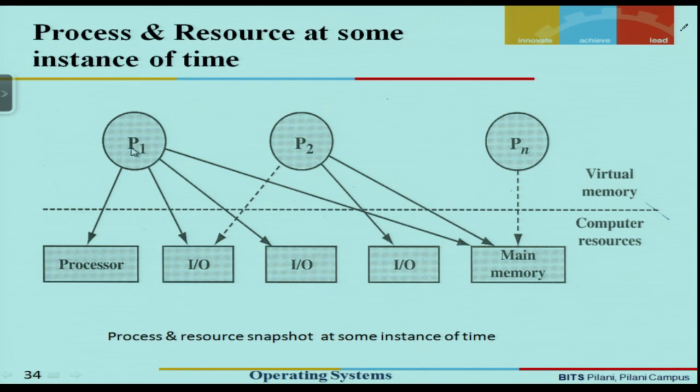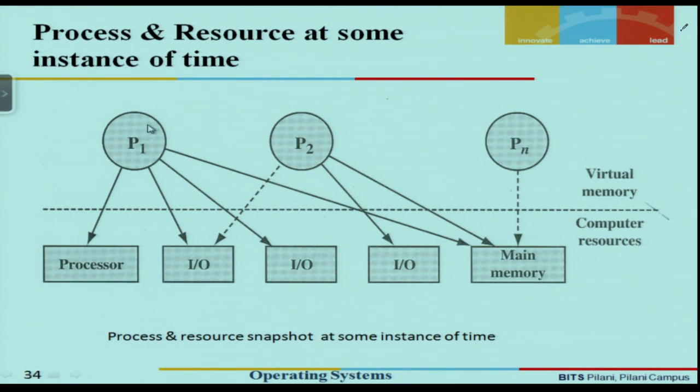We can see that the process P1 is holding a processor, that is, it is executing on a processor. It is using some I/O device. So it is using a number of I/O devices. So this I/O device is being used by process P1. This is also used by this, and the process P1 is using some amount of memory.